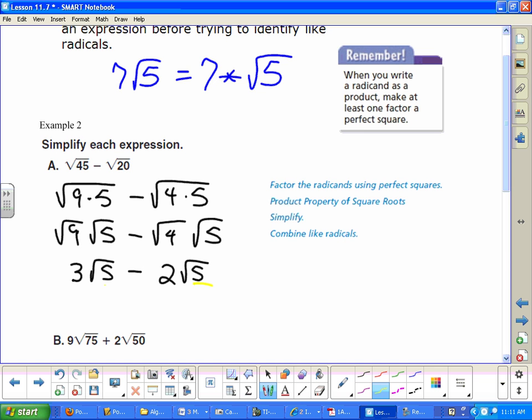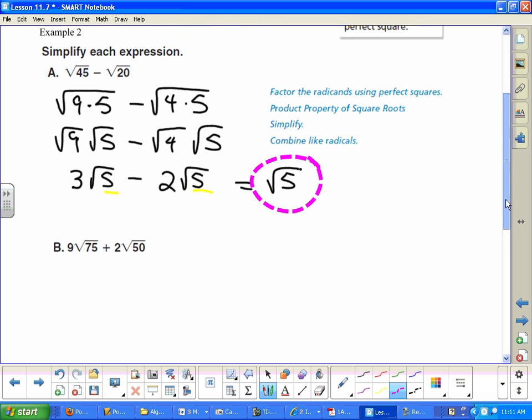So are these two things the same now? Okay. I have a like radical now. 3 minus 2 is 1. So this just equals the square root of 5. Okay. So we're taking what you did the last couple days with simplifying the radicals, and then we make them into an addition or subtraction problem.